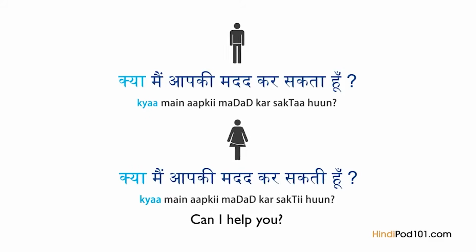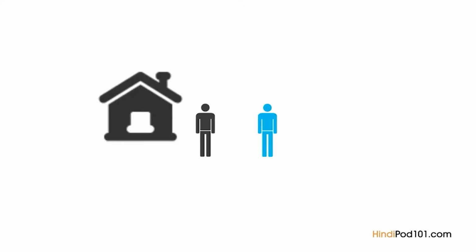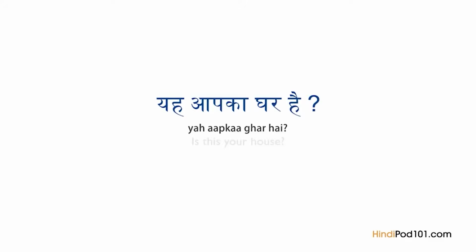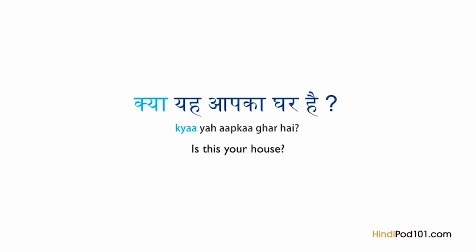Let's look at another example. If we were to ask someone if the house belongs to him, we could say, ये आपका घर है? Is this your house? But to emphasize the question, we add the question word kya at the beginning of the sentence and it becomes, क्या ये आपका घर है? Is this your house? Now it's time for Prerna's points.